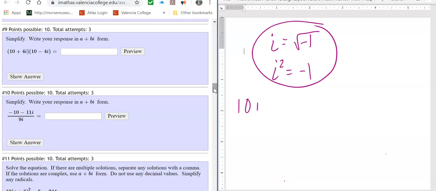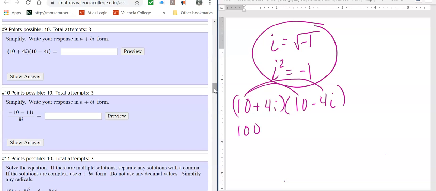So, I have a binomial times a binomial, just like I did before. So I'm going to treat it just as if they're variables. So I'm going to say 10 times 10 is 100. And then 10 times -4i would be -40i. And then 4i times 10 is going to be plus 40i. And then last but not least, 4i times -4i is going to be -16i squared.